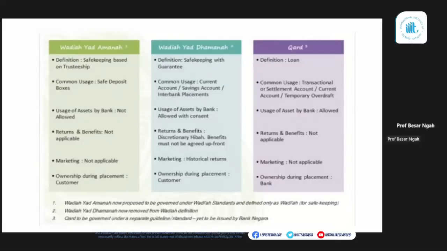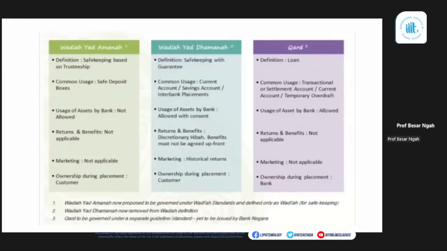Even though the fiqh ruling says safekeeping is based on trust, like a safe deposit box, use of money is not allowed, return and benefit not applicable, marketing not applicable, ownership remains with the customer. You don't have to guarantee. But if you don't guarantee, then who will come to you? So again, the fiqh ruling says something, the practice says for the benefit of the ummah. I'm not saying the fiqh ruling is wrong, but you have to look into a wider, much broader perspective in terms of the reality of industry practices.